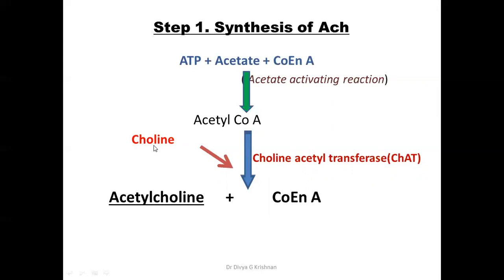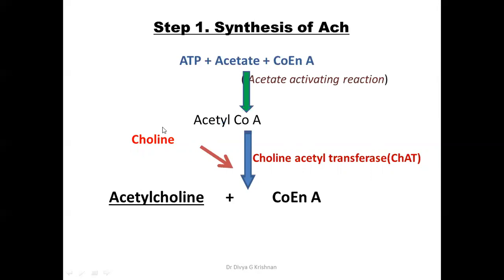The choline is actively taken up into the neurons by a sodium choline cotransporter, and it is acetylated with the help of ATP and coenzyme A in the presence of the enzyme choline acetyltransferase into acetylcholine and coenzyme A. So you can see the first step is acetyl coenzyme A, which is formed from ATP, acetate and coenzyme A by the acetate activating reaction.